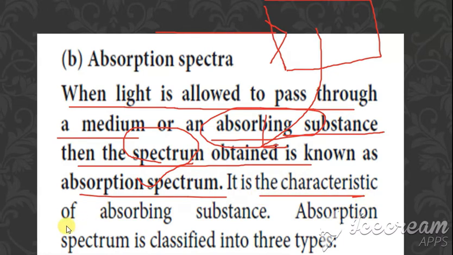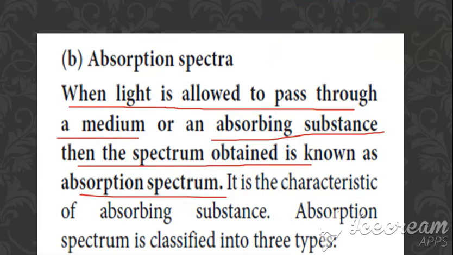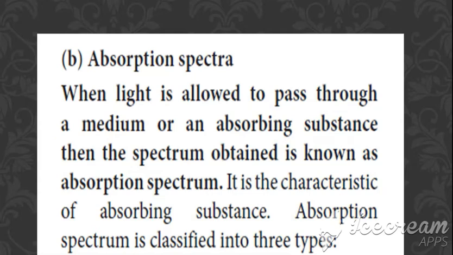And it is a characteristic of absorbing substance. So whichever absorbing substance we take, the characteristics depend on that, they have said. Okay, so when a light is allowed to pass through the medium or an absorbing substance, then the spectrum obtained is called as what? Absorption spectrum, and it is a characteristic of absorbing substance.